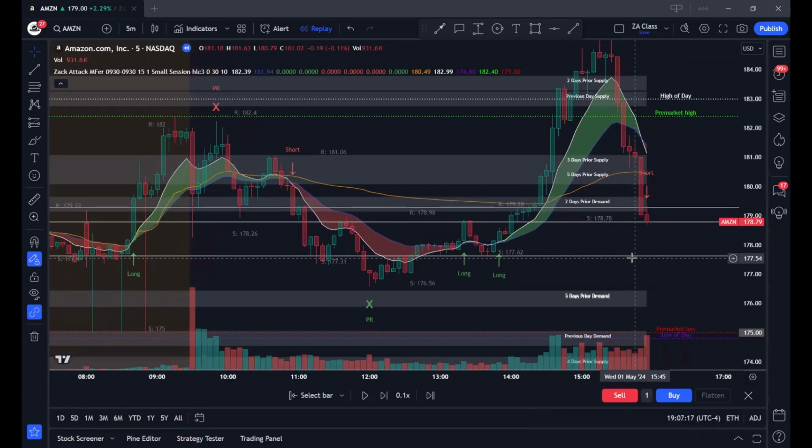So right now what I'm looking at here is Amazon. And you can see that there's some significant support and resistance that's plotted here.